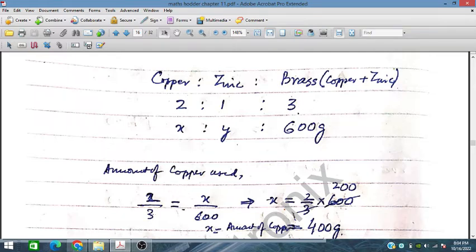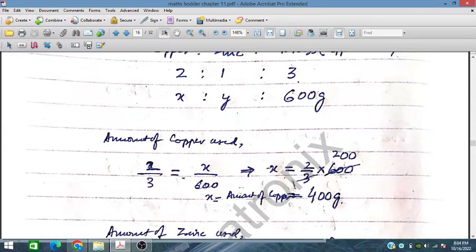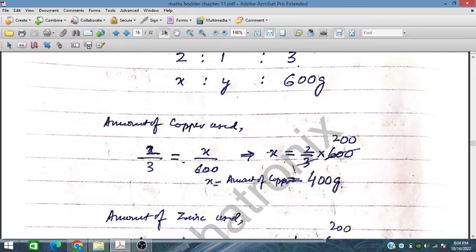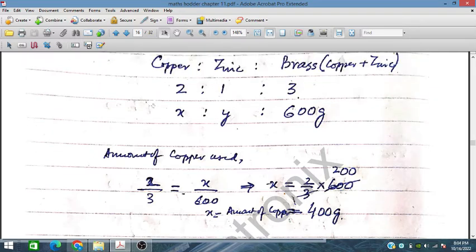So 2 to 3 ratio and x to 600 ratio. In this way we can calculate x as 400 grams of copper required to produce 600 grams of brass. Similarly, 200 grams of zinc would be required. This is 400, this is 200, this makes 600.